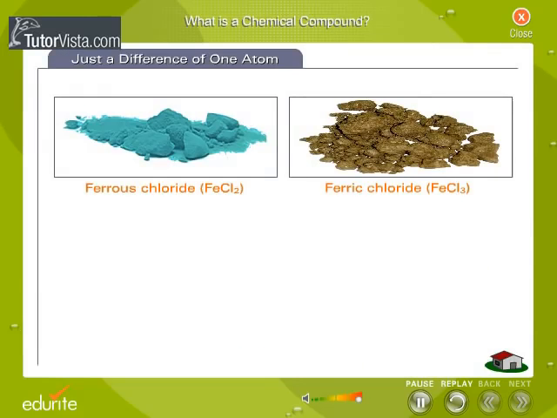Just a difference of 1 atom. The compounds displayed here may not look alike, but they are made of the same elements, iron and chlorine. The only difference between them is 1 atom. Ferrous chloride, FeCl2, has 1 atom of chlorine less than ferric chloride, FeCl3.